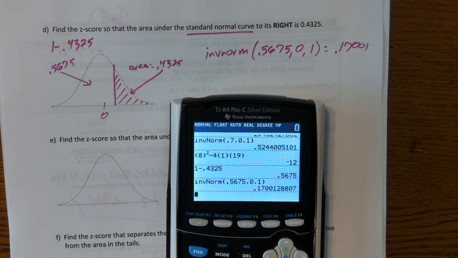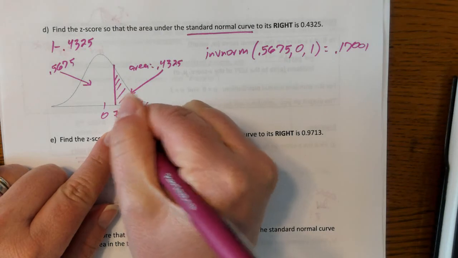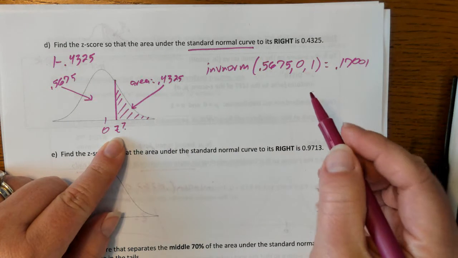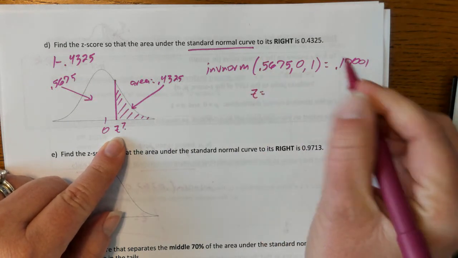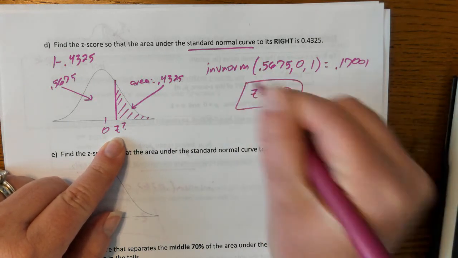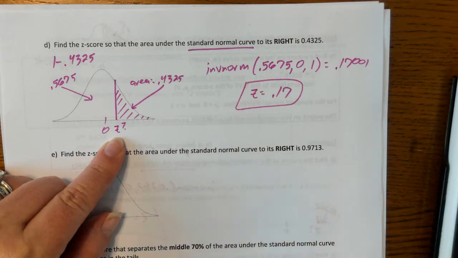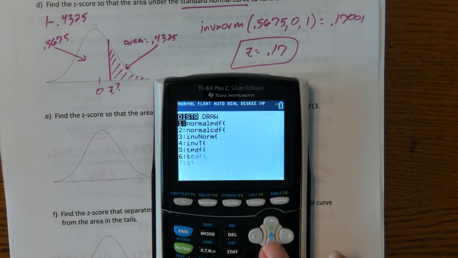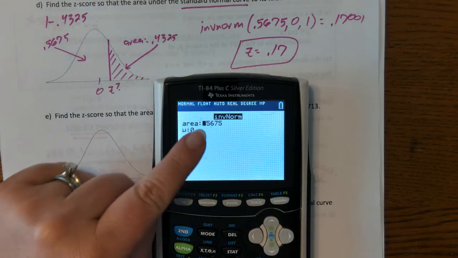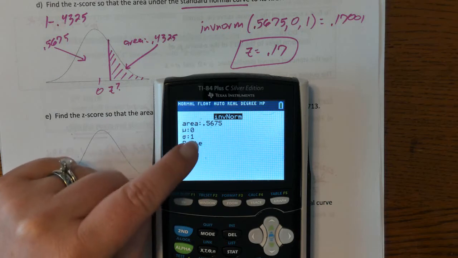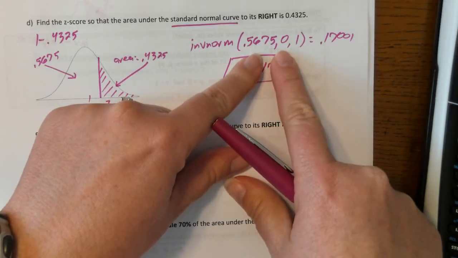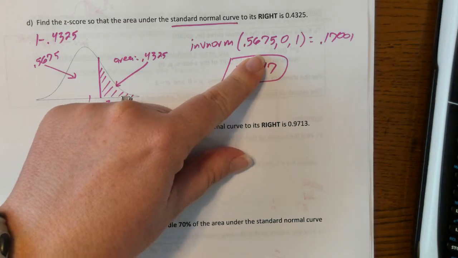As a reminder, this is a z-score that we're looking for. We were finding the z-score cutoff. Z-scores are always rounded to 2 decimals, so our z-score is 0.17. That's our z-score right there. Okay? Now, if you're using an 83, when you hit second vars inverse norm, it does not prompt you for these items, for the area, the mean, and the standard deviation. You just have to know that those are the numbers it wants and type those numbers with commas in between.